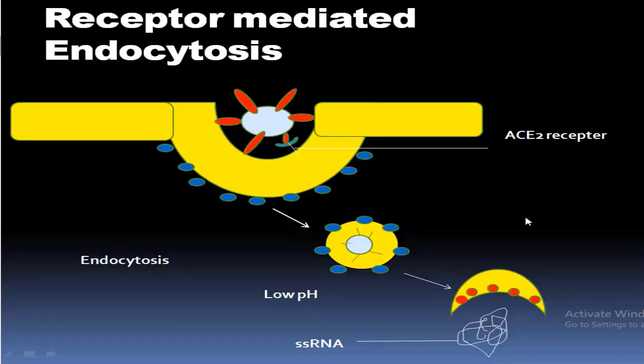Now the second mechanism through which this virus enters the cell is receptor mediated endocytosis. As the name suggests, it first binds with the receptor and then endocytosis occurs. That means the internalization of the whole virus occurs. Here is the picture where I have shown this viral particle interacting with the receptor, and then the internalization of this whole virus occurs in the endosome, and then this viral envelope fuses with the membrane of the endosome and then it releases the single-stranded RNA. This endocytosis is a pH dependent pathway.